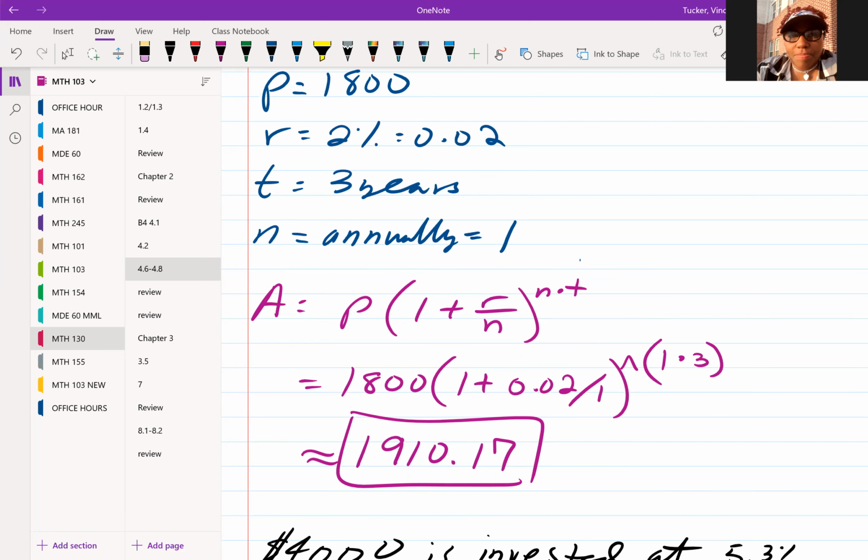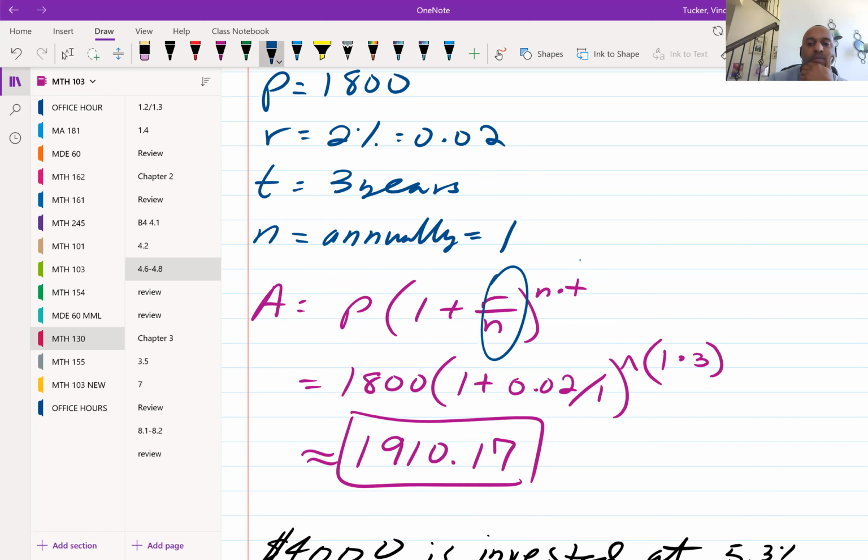Okay, Professor. That's looking a little funny to me right here, where it equals 1800. Then you have your 1 plus 0.02. Is there a backslash there? That represents the division bar in the calculator. That's how a lot of them show it. So that's R divided by N right here. So in the calculator, a lot of times it's shown by the forward slash.